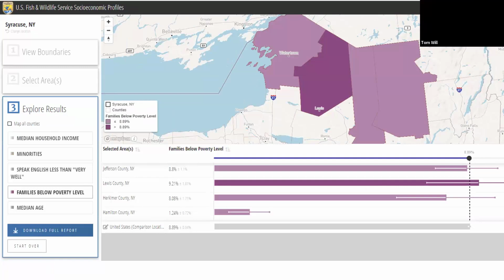So with these data, maybe I'm thinking, well, to engage these folks in conservation, maybe they have other things that we need to do for them before they can properly engage. So maybe if we're having a public meeting, we need to provide transportation to get them there. Maybe we offer food, or maybe we provide childcare.